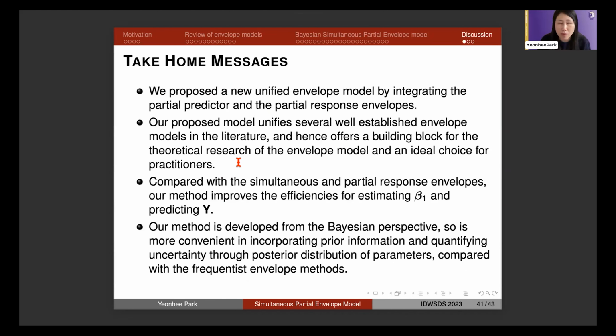So here is the summary. We propose a new unified envelope model by combining the partial predictor envelope and partial response envelope to offer a building block for the theoretical research of envelope models and provide an ideal choice for practitioners. We showed that our method improves the estimation efficiency and the prediction. And our method used the Bayesian framework, so it is more convenient to incorporate the prior information and to quantify the uncertainties through the posterior distribution.